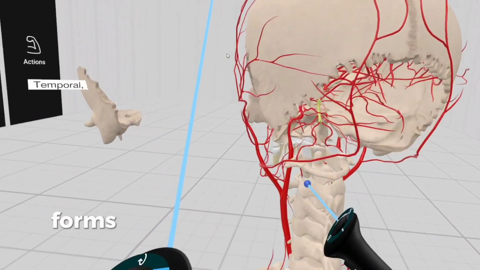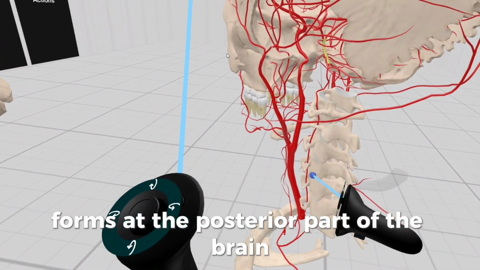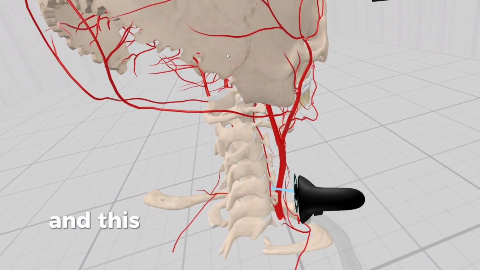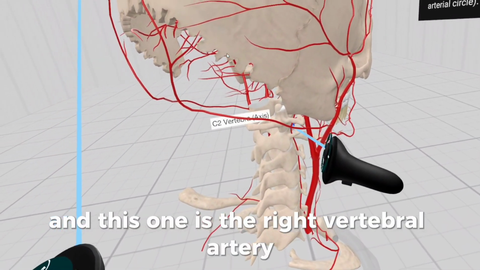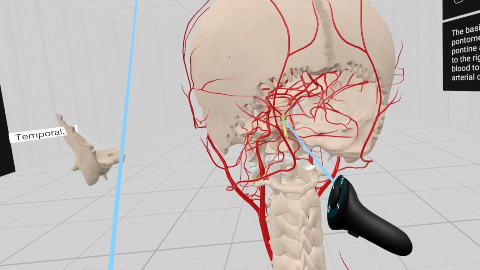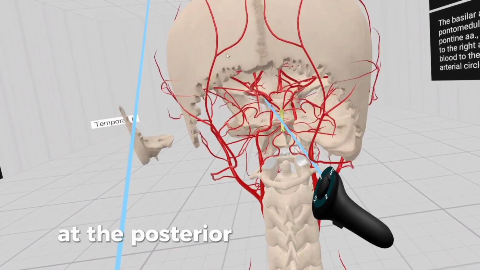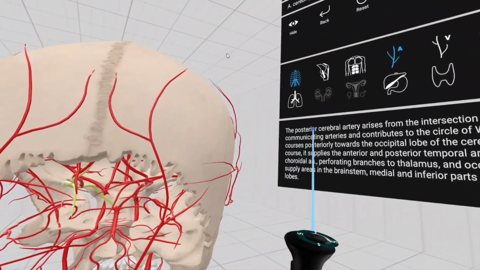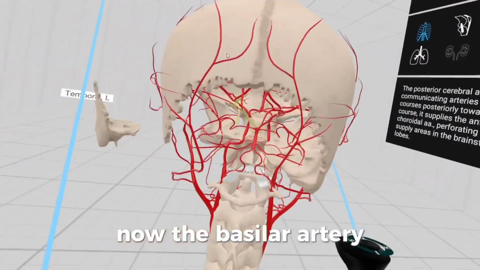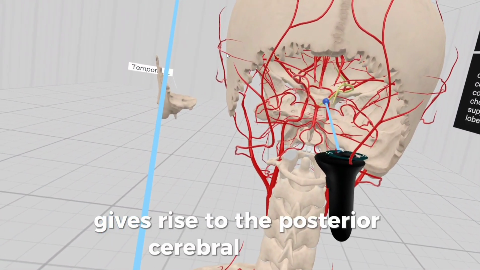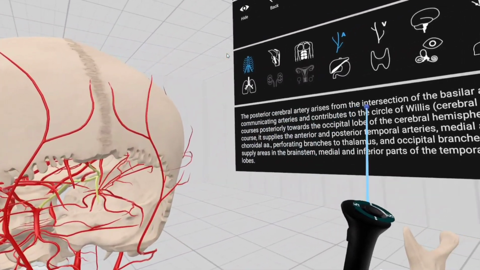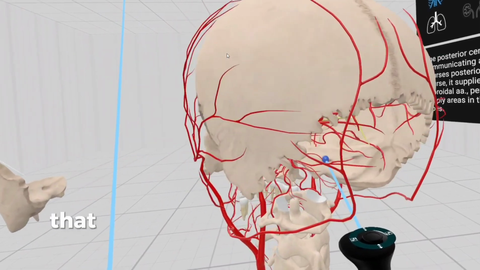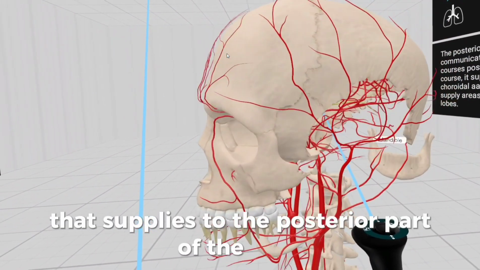The basilar artery forms at the posterior part of the brain. Now this one is the left vertebral artery and this one is the right vertebral artery, forming the basilar artery at the posterior part of the brain. Now the basilar artery gives rise to the posterior cerebral arteries, the left and right posterior cerebral arteries that supply the posterior part of the brain.